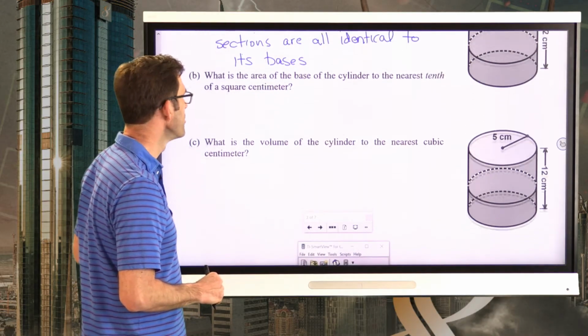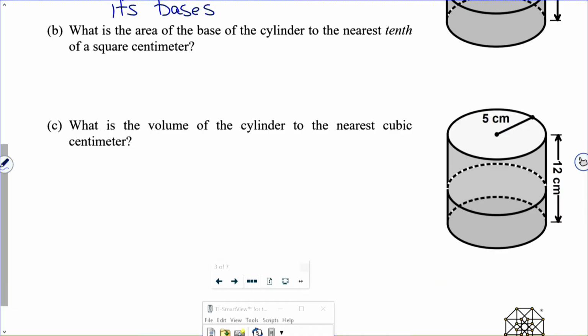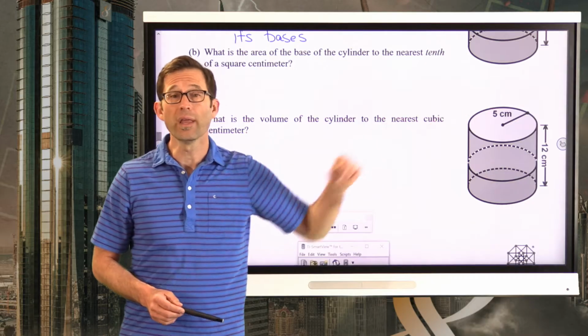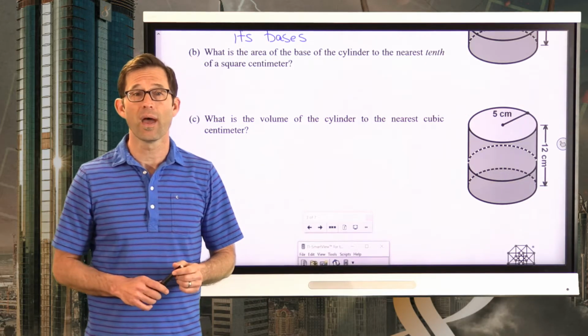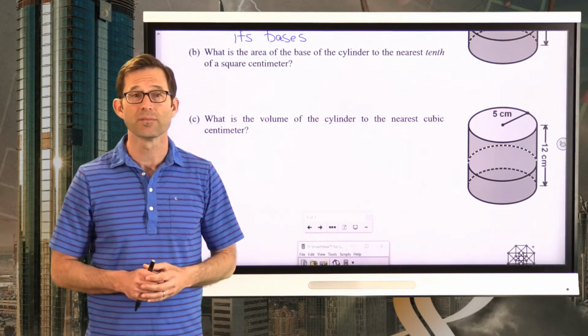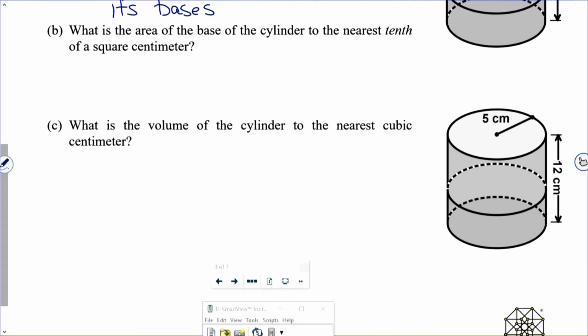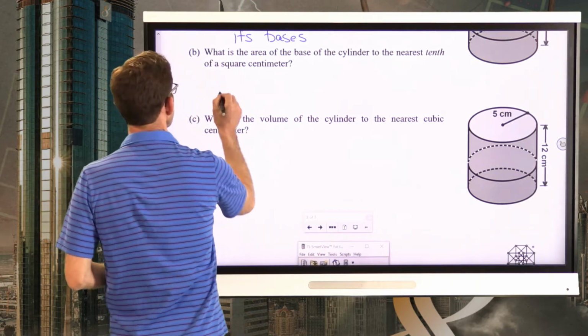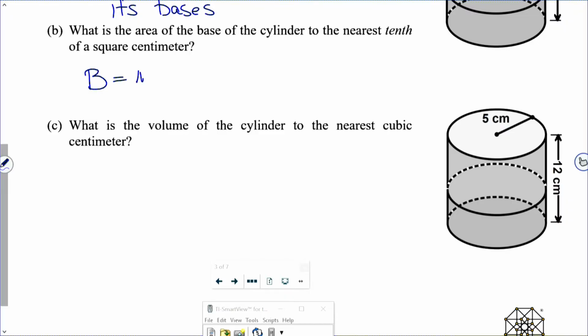Now, pretty simple. Let's take a look at letter B. What is the area of the base of the cylinder to the nearest tenth of a square centimeter? Well, the base is a circle. You know its radius, so why don't you pause the video now and calculate the area of its base? All right, well, the area of the circle is going to be pi r squared. That's going to be pi times 5 squared, or 25 times pi.